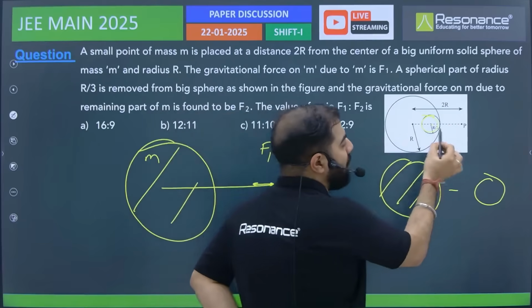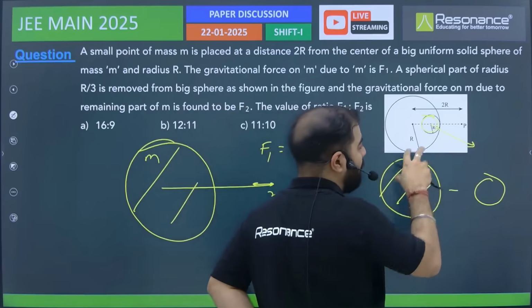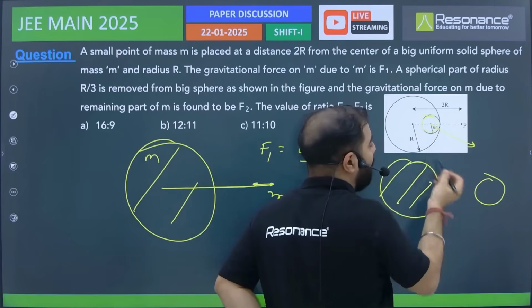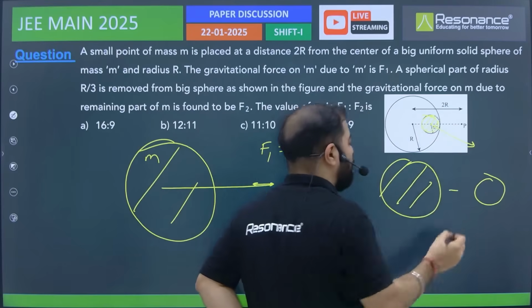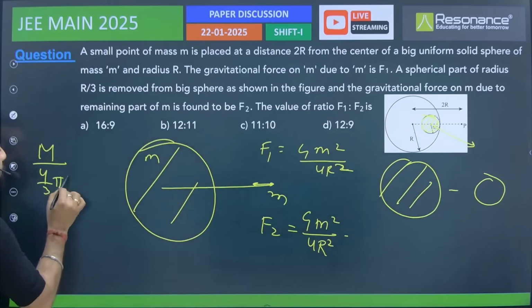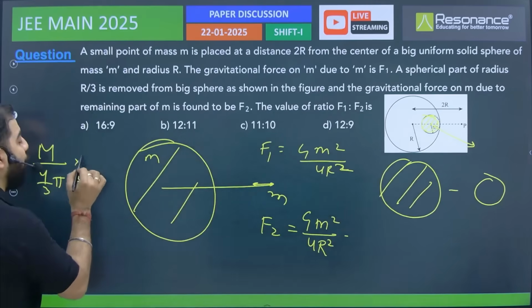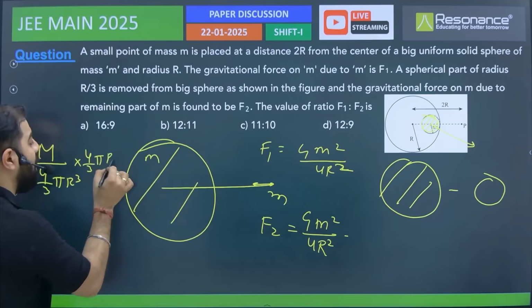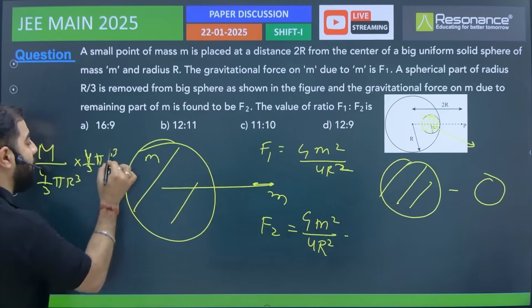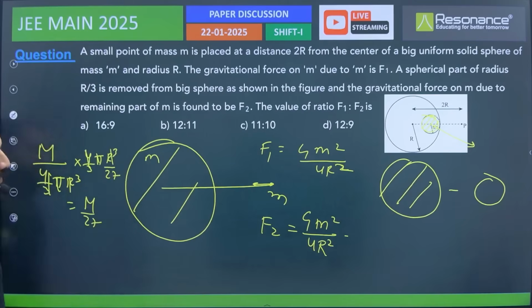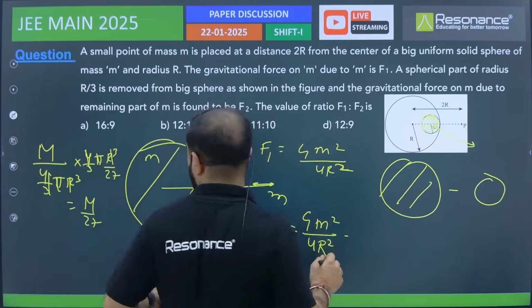So what is the mass of this cavity? Imagine there was one more mass here which has been removed. So what is the mass in this volume? We can take it like this: mass by 4 by 3 pi r cube, into 4 by 3 pi (r by 3) cube, which is r cube by 27. So it's like m by 27, whichever small m it should have been, okay?